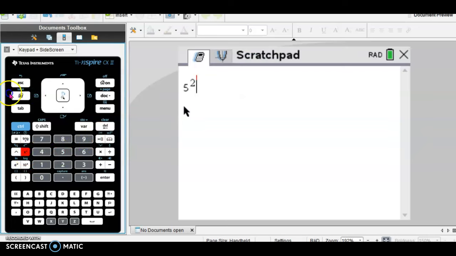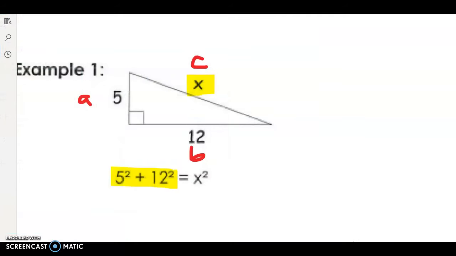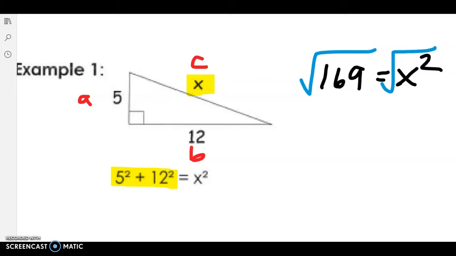5, here's the squared button, plus 12 squared, enter. So 169. So we have 169 equals x squared. The x squared is still there. Now, how do I get rid of squared? The opposite of a squared, to get rid of a squared, is a square root. So we take the square root of both sides, and that makes the squared go away. It's kind of like the squared cancels out the square root. So there's just an x left.